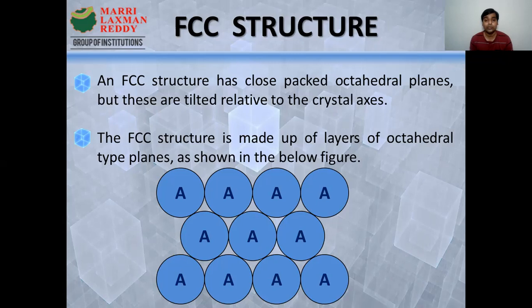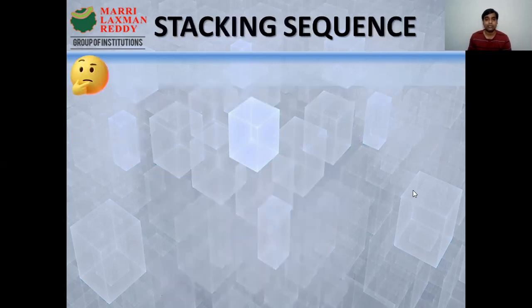But how are those layers stacked? Let us see in the next slide. Stacking sequence. In FCC structure, the stacking sequence is ABC, ABC, ABC, and so on. When the layers are stacked in such a way, it results in FCC. Let us see how the layers stack.